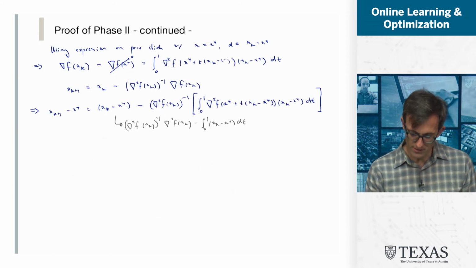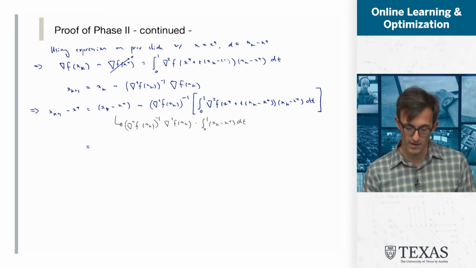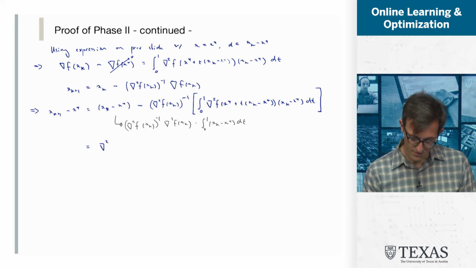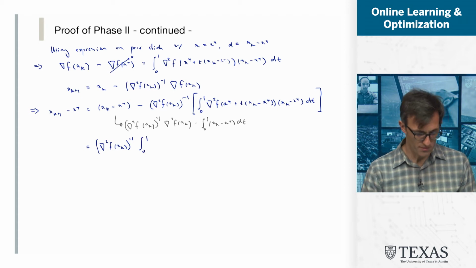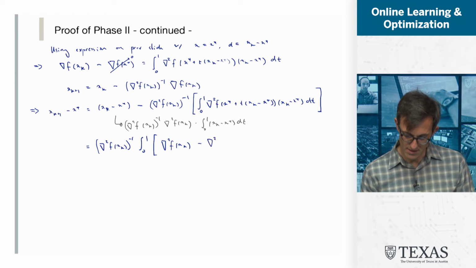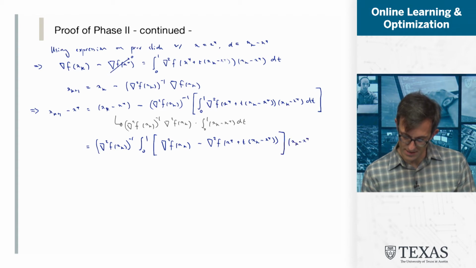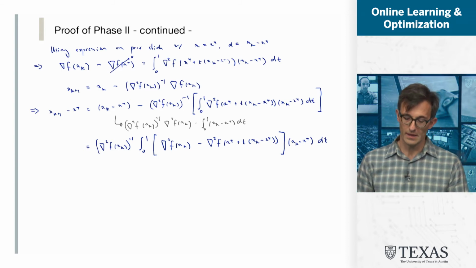Okay, so using this different name for 1 to write xk minus x star, I can write xk plus 1 minus x star as the Hessian at xk inverse times the integral from 0 to 1 of the Hessian of f of xk minus the Hessian of f of x star plus t times xk minus x star, all of this times xk minus x star dt. You see how we did that?